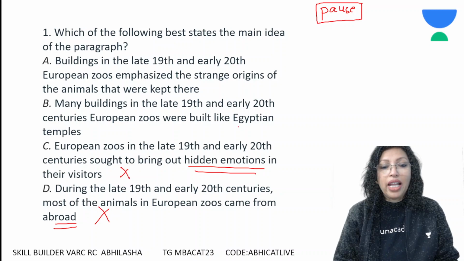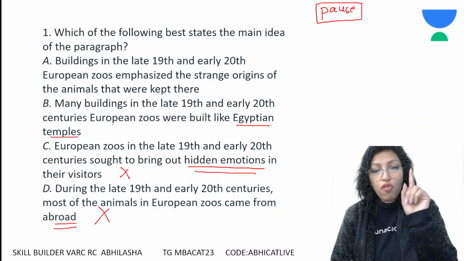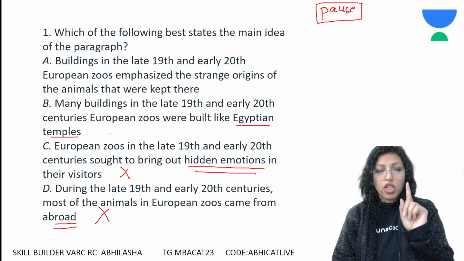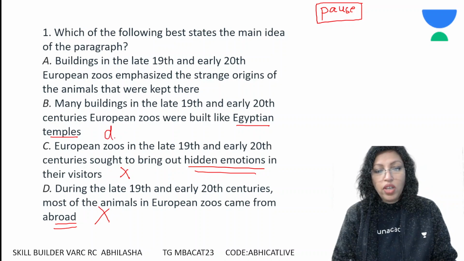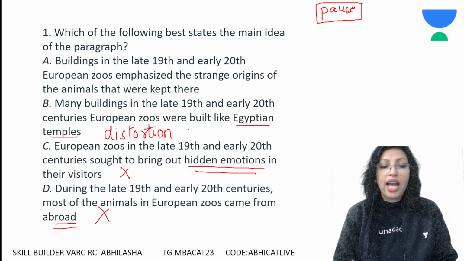Many buildings were built like Egyptian temples. Now this is a distortion. We've only spoken of one building that was built like an Egyptian temple. So this is what we call a distortion. That means there is some difference between the passage and the option.